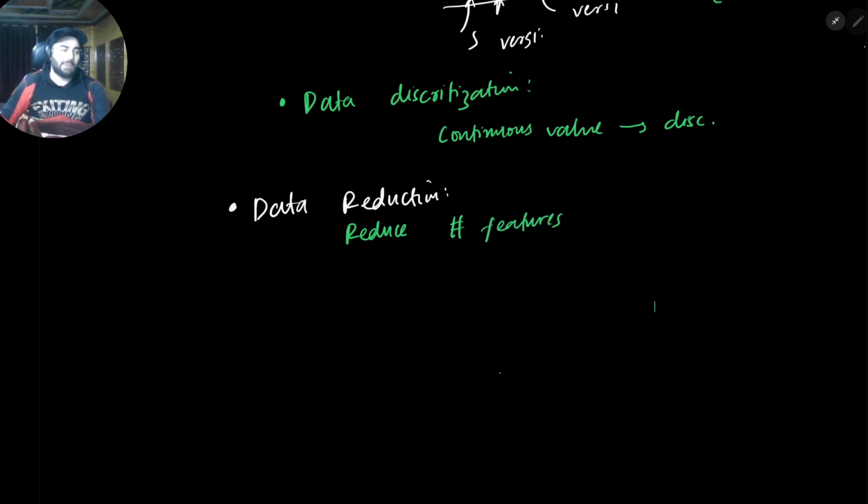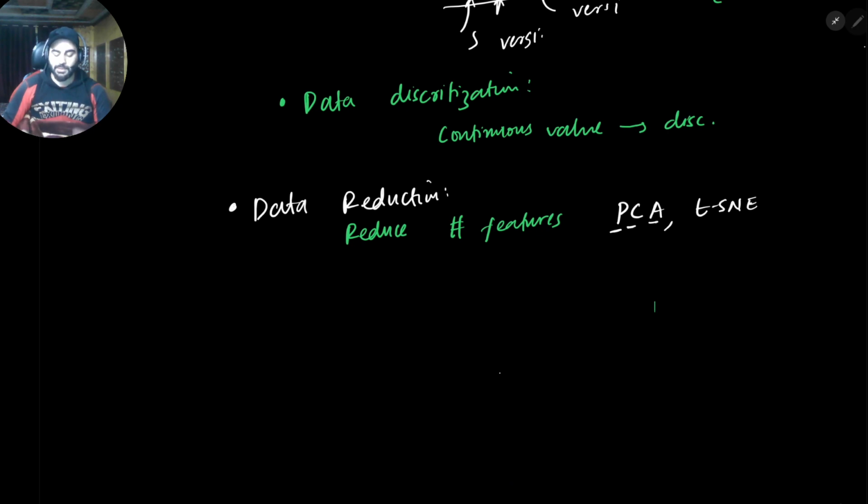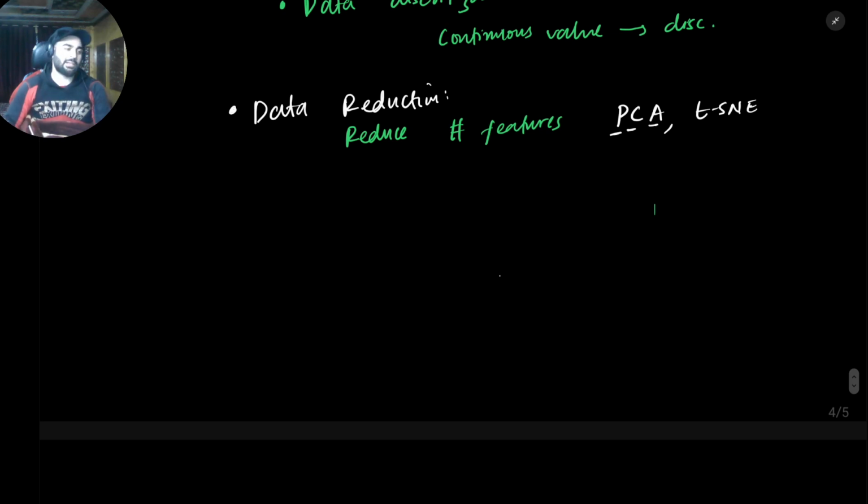There are techniques for this, like PCA, Principal Component Analysis, and then we have t-SNE. There are a lot of things that we'll learn about this, but know that by using different techniques we'll be able to make the features fewer, so as to make our data less complex. So reducing the number of features is one thing you can do in data reduction. Then we have sampling techniques.